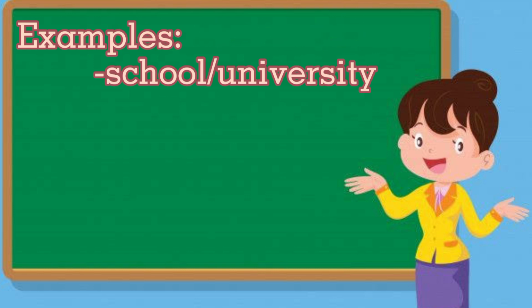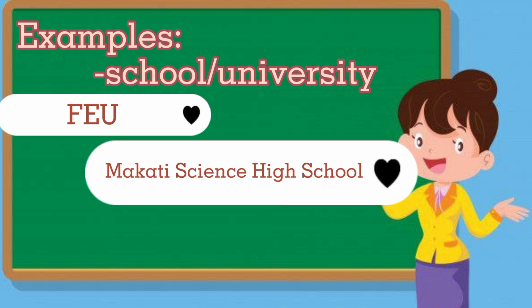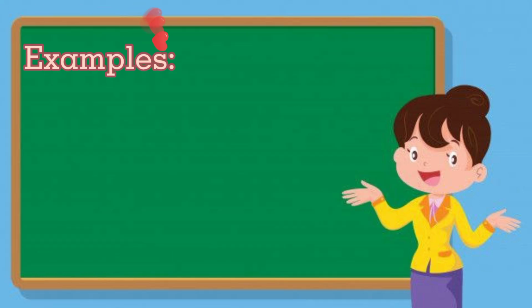Let's move on to our next examples for the common noun school or university. This time, guys, we are to provide specific names of a school or of a university. First, we have FEU or Far Eastern University. We also have Makati Science High School. And lastly, HAU or Holy Angel University. As you can see, all of those are specific names of schools, so they are proper nouns.